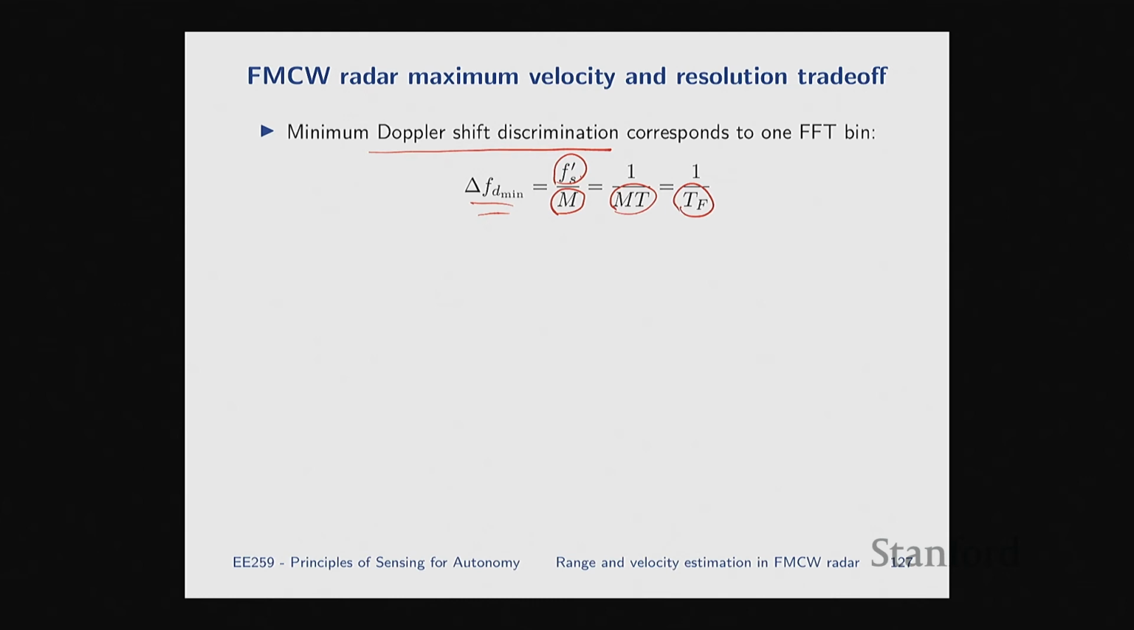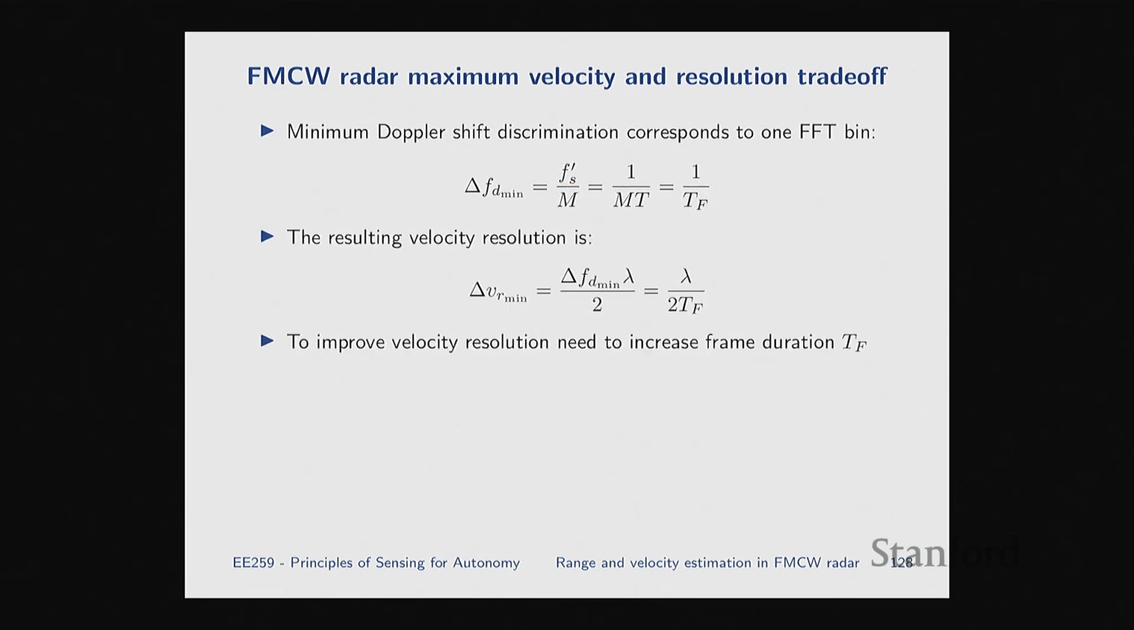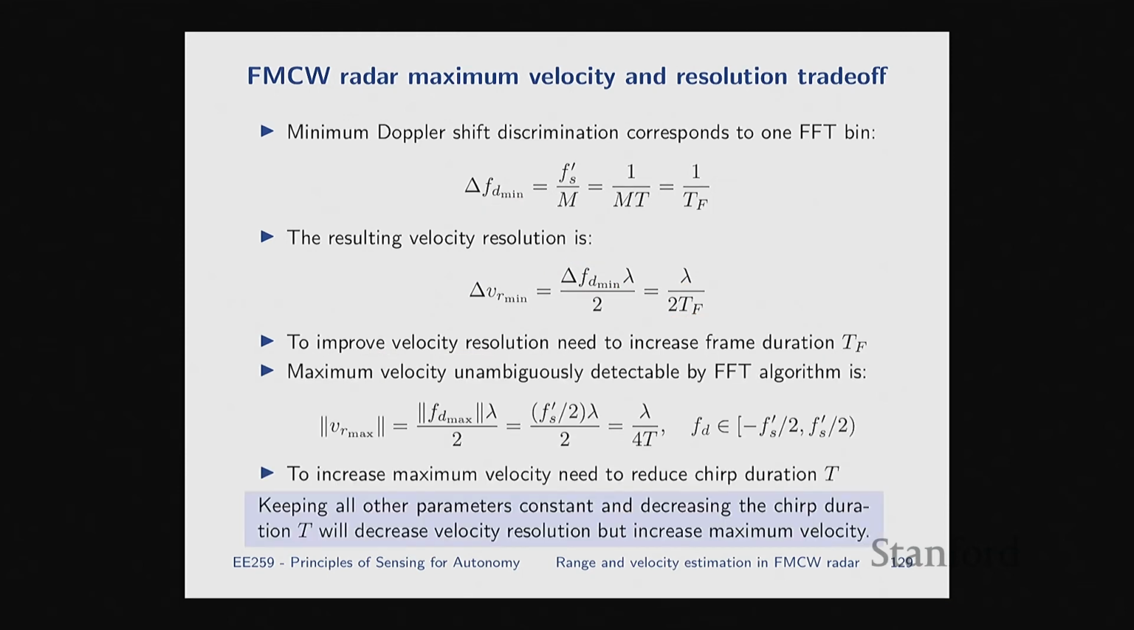Okay? So if you want better Doppler resolution, you need longer frames, basically larger T_F. In terms of what the exact velocity resolution delta V is, we know how it's related to delta F. It's delta F times lambda over 2, and then plug in 1 over T_F for delta F, you get lambda over 2 T_F. So to improve your velocity resolution, you need a longer frame duration. Okay? And then what is the maximum velocity you can detect? Maximum velocity also corresponds to the maximum frequency that you can detect in your Doppler FFT.